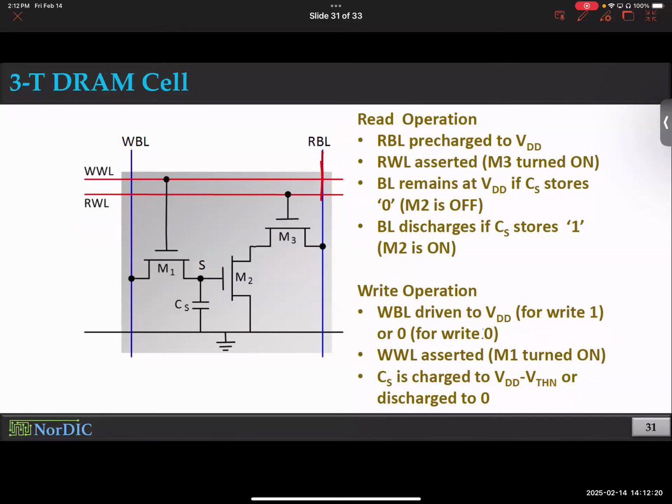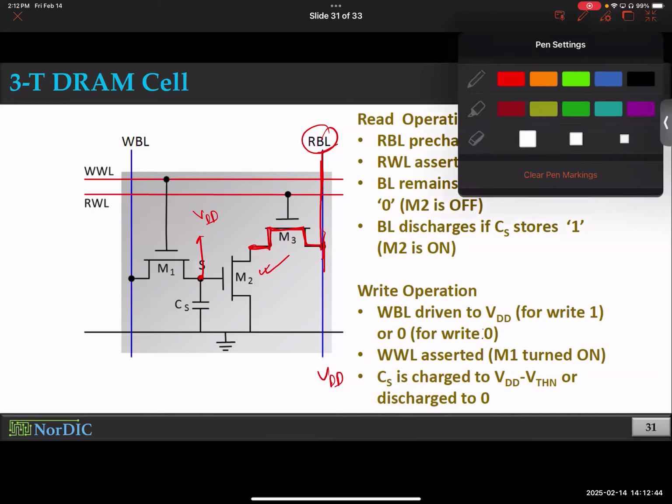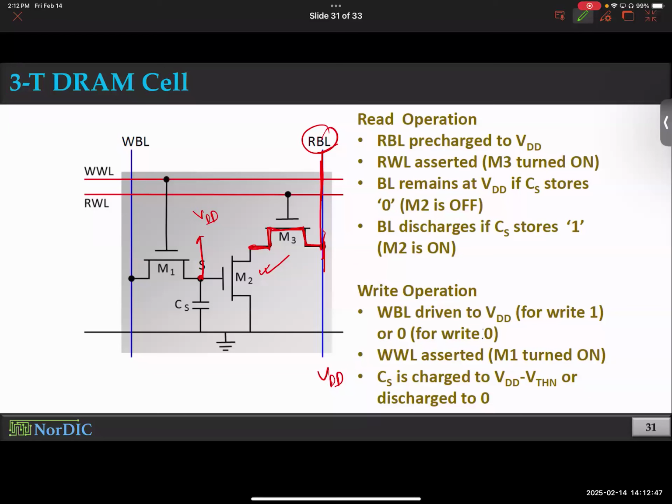Okay, so imagine you pre-charge this bit line to VDD. Now, if this storage node was VDD before, when you activate this transistor, you have a path from the bit line up to this point. Do you think this NMOS is on or off? What do you guys think? M2. On, because it's an NMOS, it has a VDD at the gate, so it should be on. So you have a direct connection from this bit line to ground.